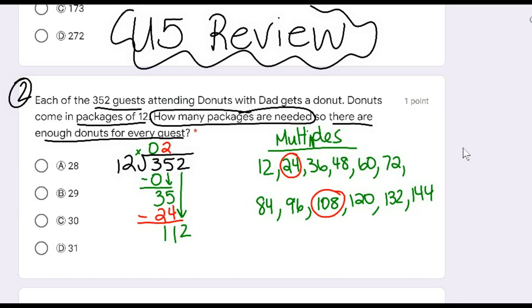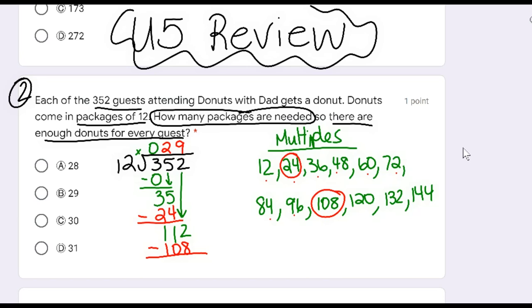And which factor is that one? 1, 2, 3, 4, 5, 6, 7, 8, 9. It is our 9th factor. So that 9 goes right after the 2. And 9 times 12, we just circled it, equals 108. So let's subtract that out.